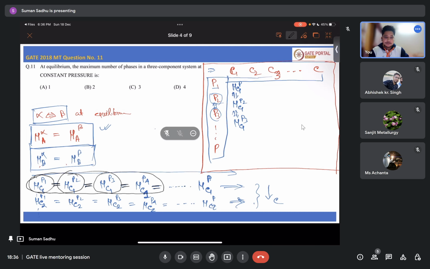Anyone? Number of phases, 3? P? Will it be P or anything else? Let's think of some certain number of phases. Let's say you have three components and four phases. So that means, let's say the four phases, alpha is in equilibrium with beta, is in equilibrium with gamma, is in equilibrium with delta. So how many equilibria are there? Is it four?